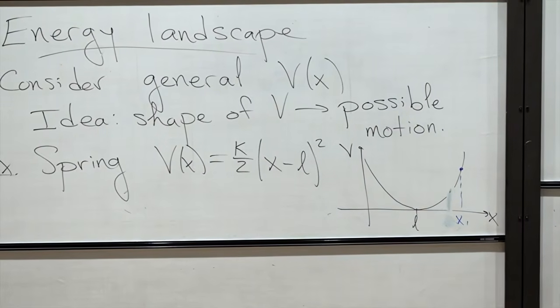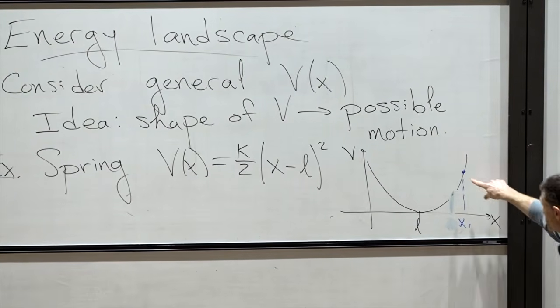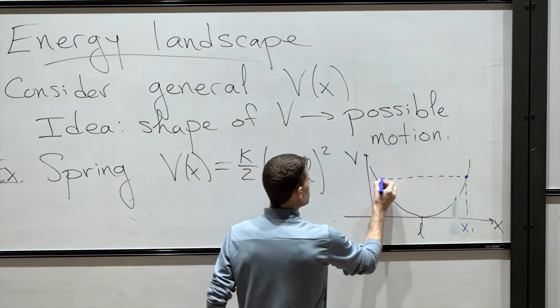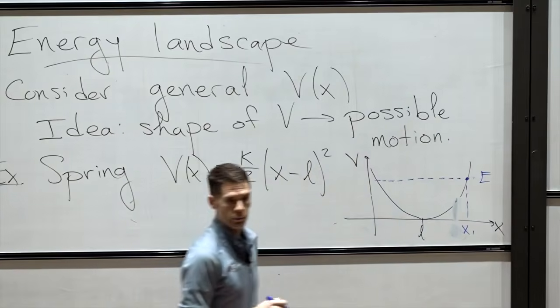Okay? And I let go. So the total energy in the system is exactly this value. Draw a horizontal line here. This is E. It is V of x1.